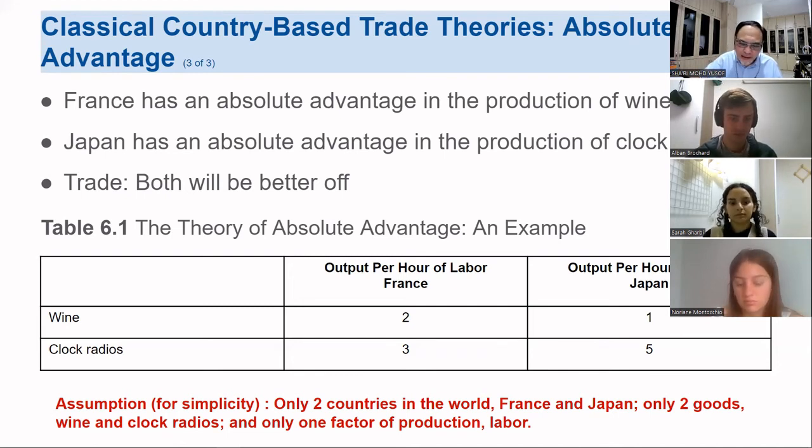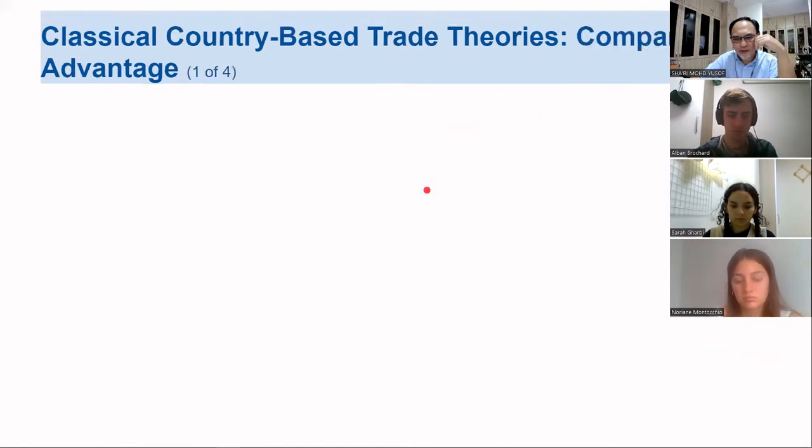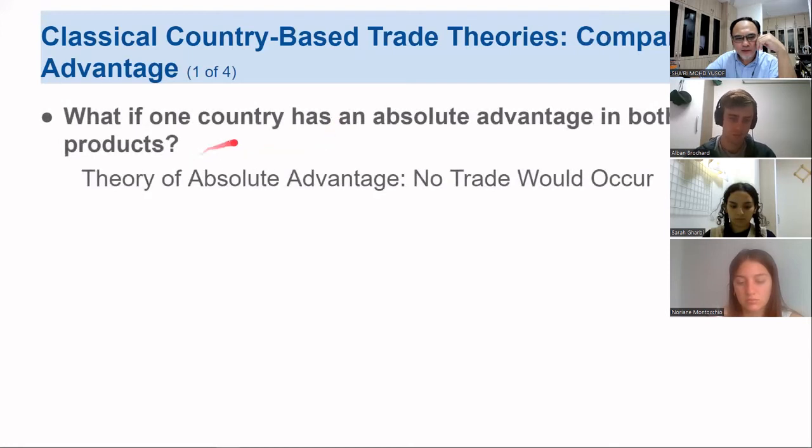So basically, if one country can produce the products much more productively, there will be no trade. Okay, then we'll move on to what the next theory talks about. What if one country has absolute advantage in both products? Under the theory of absolute advantage, there will be no trade.